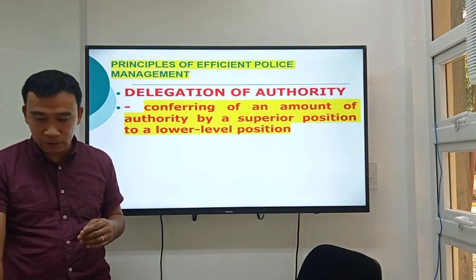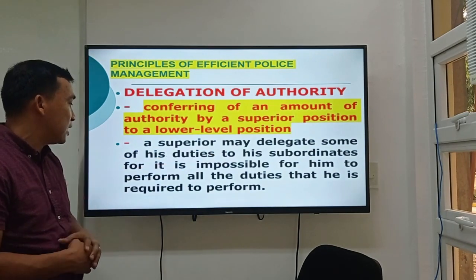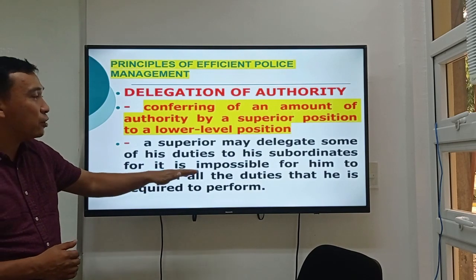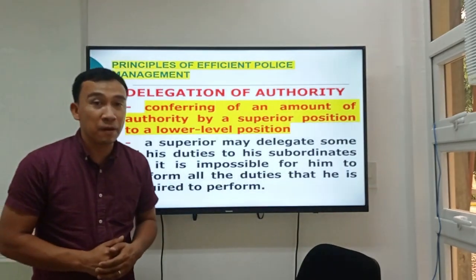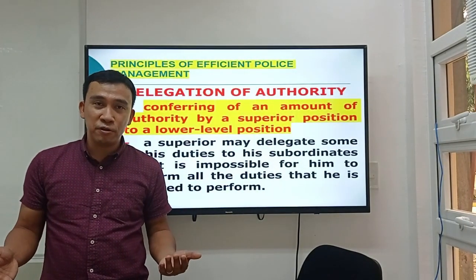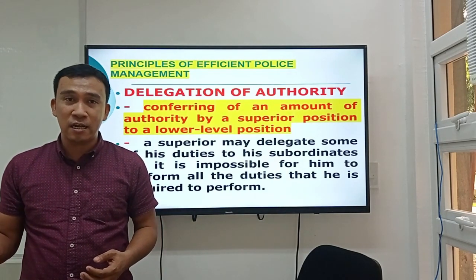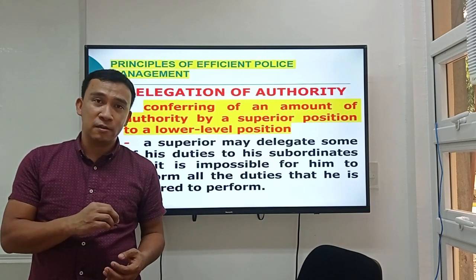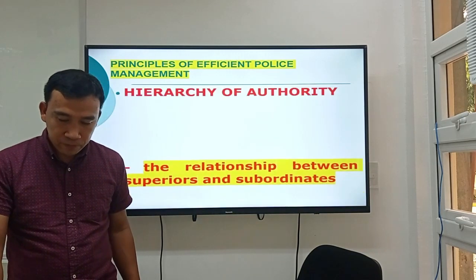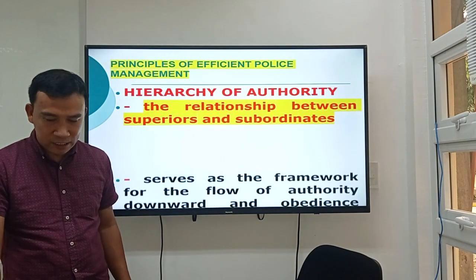Okay? So, delegation of authority. And then, a superior may delegate some of his duties to his subordinates, for it is impossible for him to perform all the duties that he is required to perform. Okay? But make sure na mapagkakatiwalaan mo yung i-delegate mo, i-assign mo. Kasi ang bounce back dyan ay hindi sa kanya, kundi ikaw na nag-delegate sa kanya. Okay? Next. Hierarchy of authority. It is the relationship between superiors and subordinates. I think na-discuss na to.